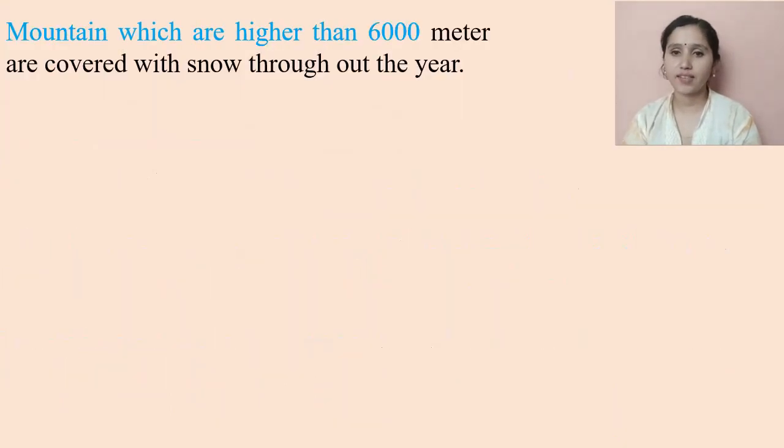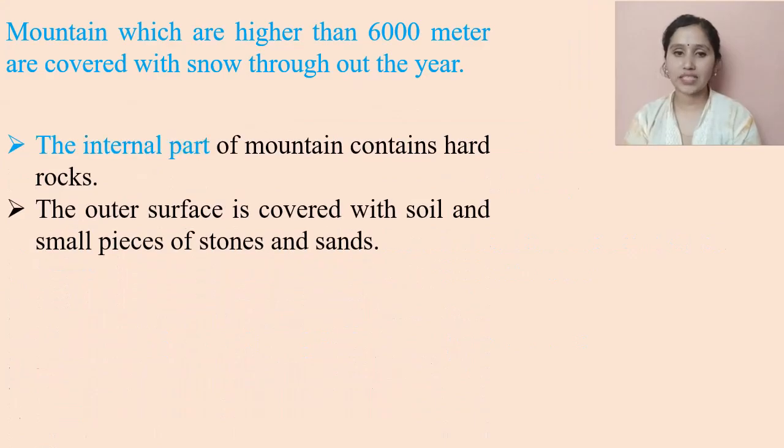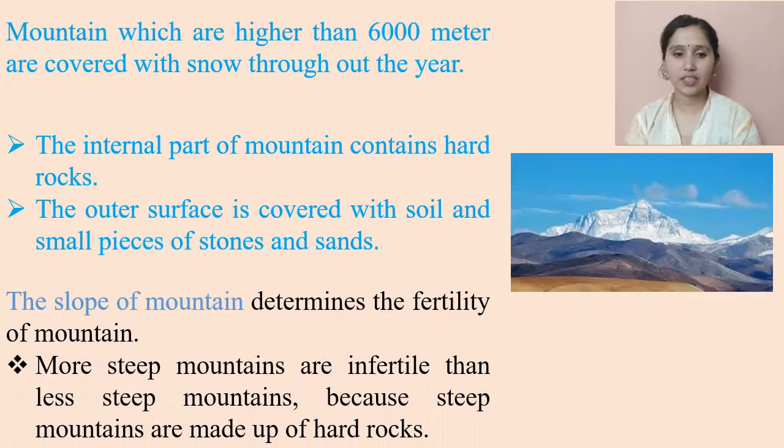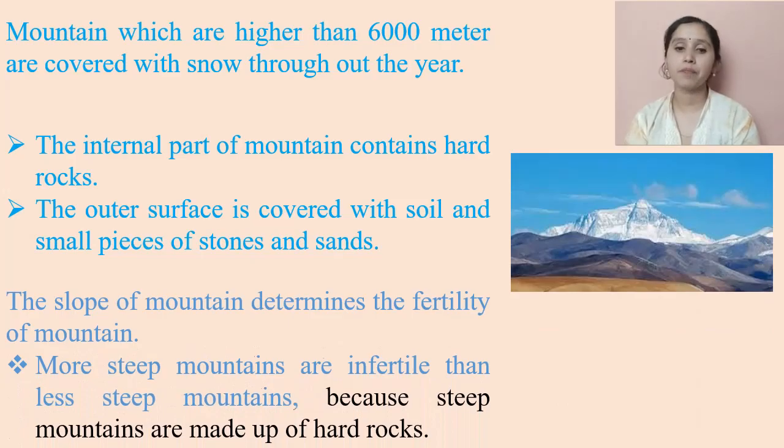Mountains which are higher than 6,000 meters are covered with snow throughout the year. The internal part of a mountain contains hard rocks. The outer surface is covered with soil and small pieces of stones and sand. The slope of a mountain determines its fertility. Steeper mountains are more infertile than less steep mountains because steep mountains are made up of hard rocks.